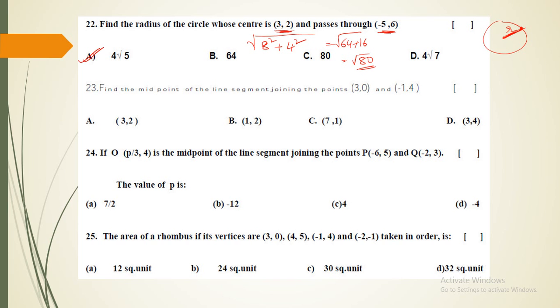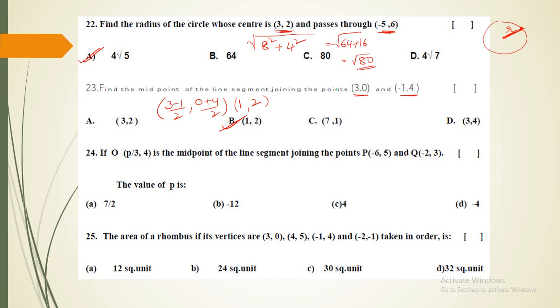So find the midpoint of the line segment. What is the midpoint formula? X1 plus x2 by 2, y1 plus y2 by 2, which is nothing but the average of x coordinates and y coordinates. So I can take it as 3 minus 1 by 2 and 0 plus 4 by 2. So 3 minus 1 by 2 is nothing but 2 by 2. 2 by 2 is 1. 4 by 2 is 2. So the answer is 1, 2.